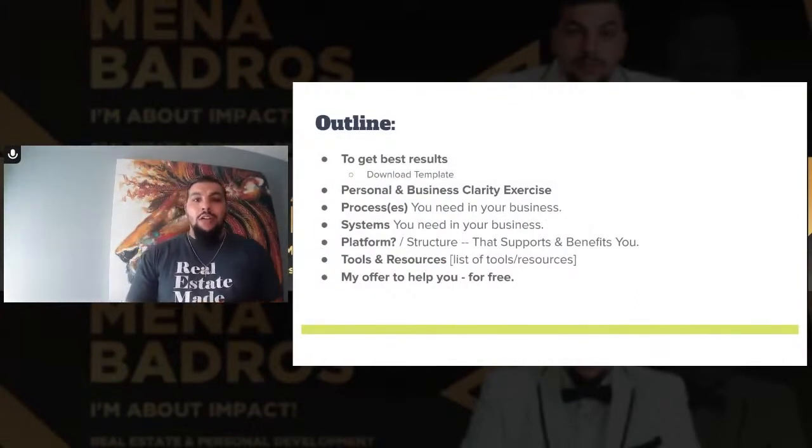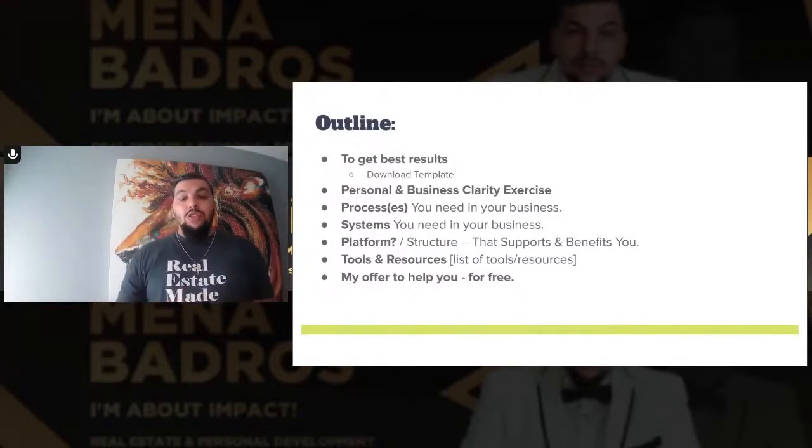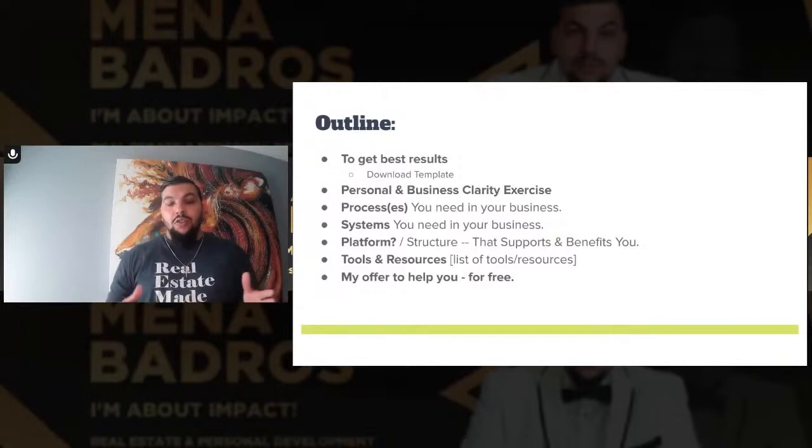Awesome. So here's a quick outline of what we're going to do today in this session. First of all, to get the best results, you really want to focus throughout this 90 minutes. So limit your distractions, go through the exercises, be open to what we're going to talk about, and hopefully you will get a lot out of it.